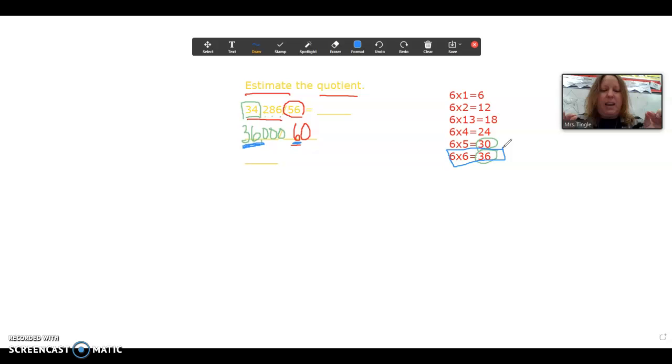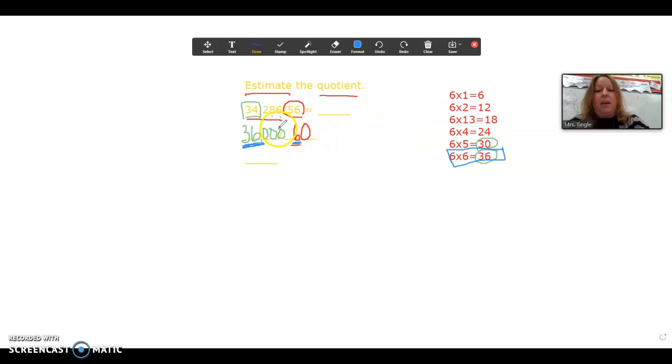But we're in the 5th grade. Don't try to do it in your head. Go ahead and do it on paper just to be sure. Okay, so now I'm left with 36,000 divided by 60. So the very first thing that I'm going to look at is I'm going to look at my zeros, because a lot of times we have zeros that can cancel each other out.